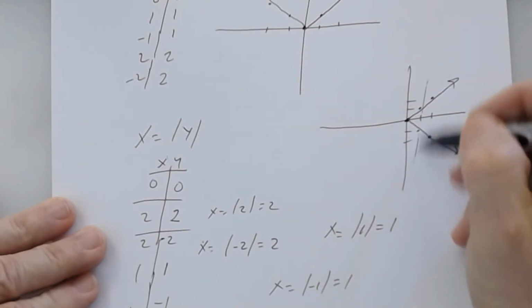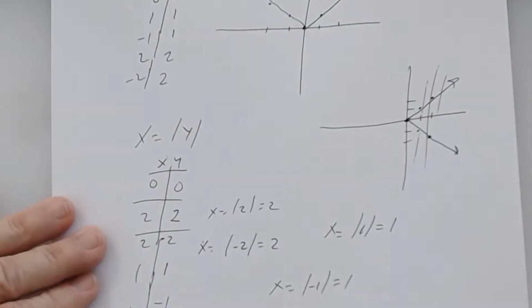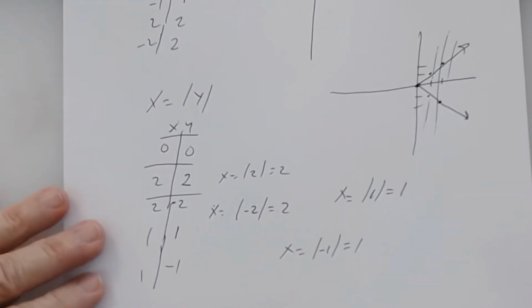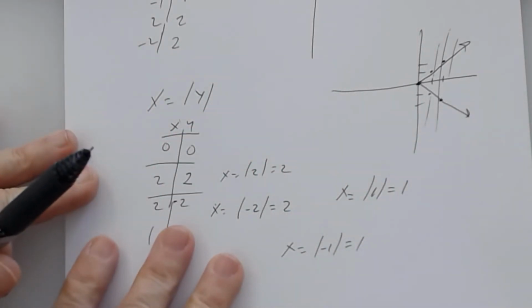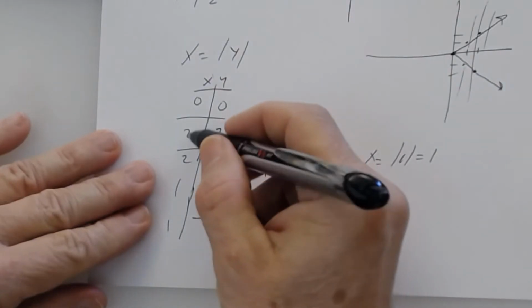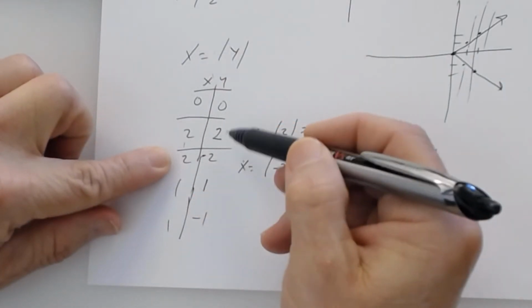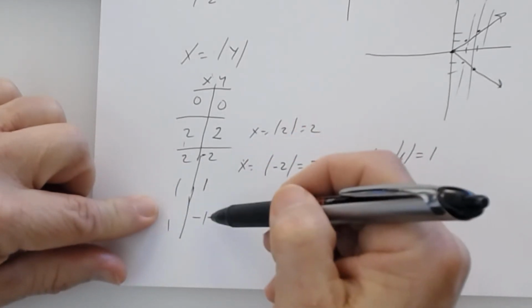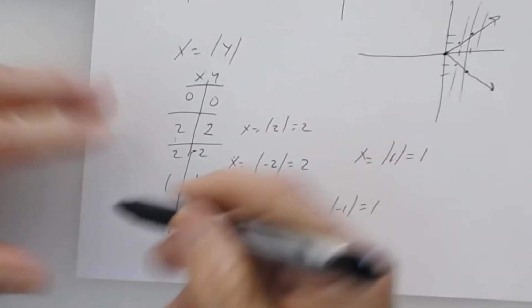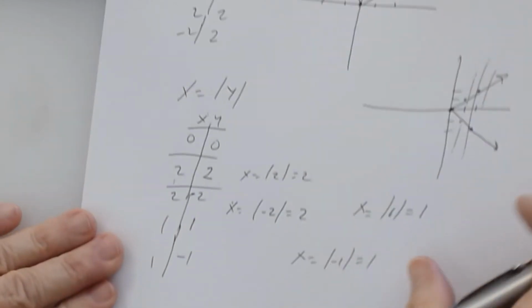So it fails the vertical line test. But if using a t-table, you knew it would not have been a function because look, when x is 2, how many y values did you get? 2. When x is 1, how many y values did you get? 2. So you knew it was not a function.